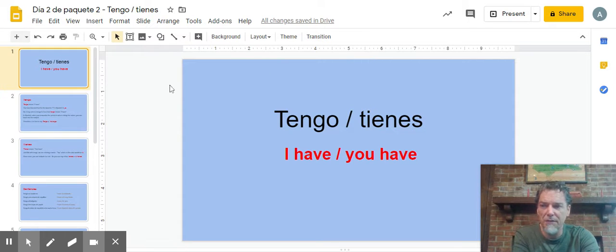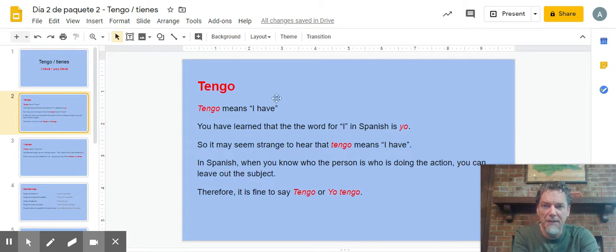Okay, let's jump into this since I only have 5 minutes. Tengo means I have. Now, there's two words in English, but we're only using one word in Spanish. What's going on? You know that the word for I in Spanish is yo. So where is it here? Well, actually, in Spanish, you don't have to use the subject. If you know who you're talking about, then you don't have to include it.